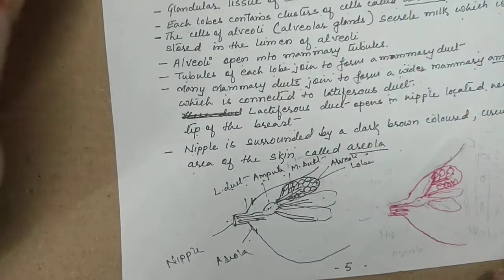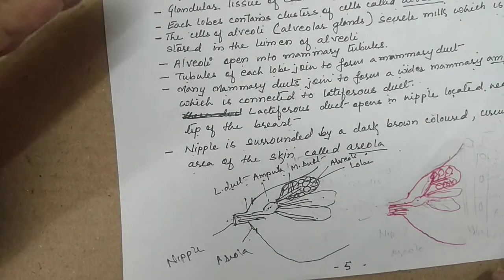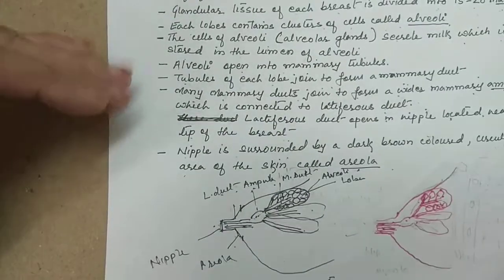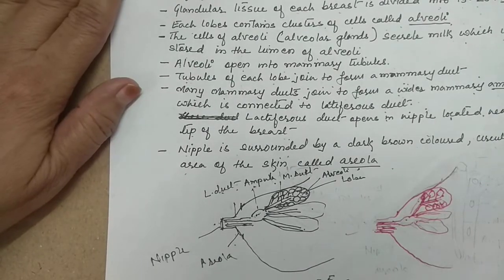Next, I will be starting with oogenesis, that is the development of the ovum or the egg, which is again a complex one, student. When I forward you the recording, it's better you study and then listen to my video. Okay.